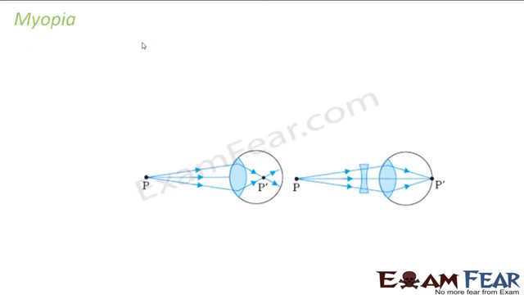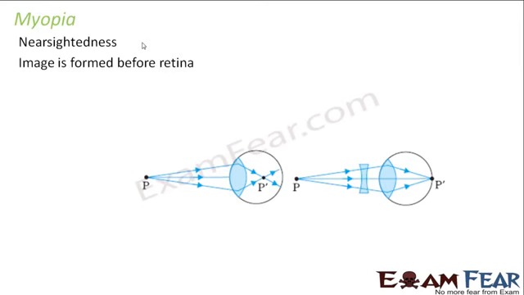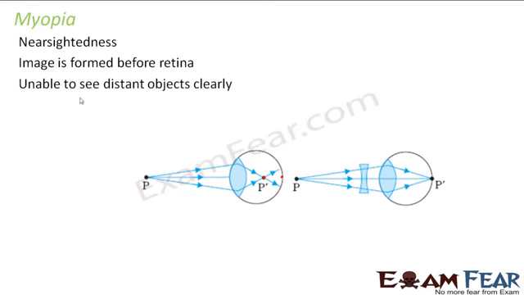So let us first talk about myopia. What is myopia? It is nearsightedness. That means in this case, the image is formed before the retina. As I mentioned, as long as your image forms on the retina, you will be able to see the object clearly. But if the image forms either before the retina or beyond the retina, you will not get a clear view. So in myopia, the image is formed before the retina, as you can see here. This is your retina, so instead of here, the image is formed here. As a result, you are unable to see distant objects clearly.